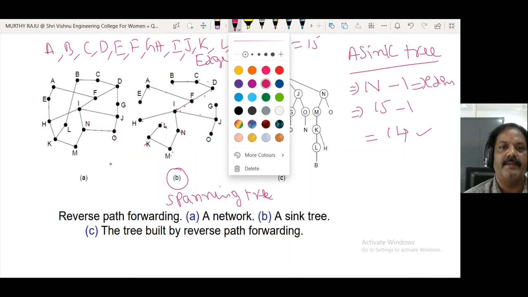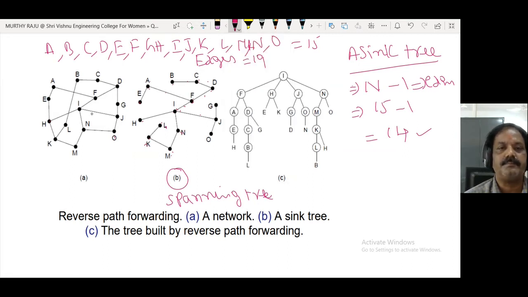Next, the fourth loop. In that fourth loop, this is the fourth one: I, J, O, N. We remove either IJ or JO or ON, whatever it may be. The ON link is removed here. This loop consists of I, J, O, N. All the nodes are connected. Only the ON link is removed.